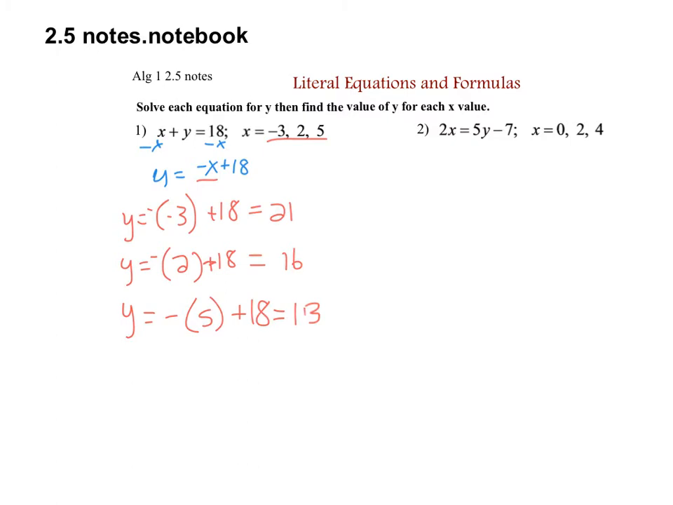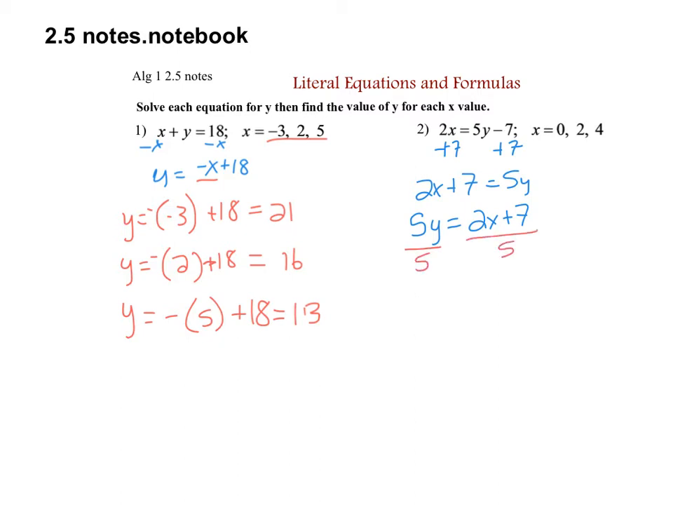For number 2, the first thing I'm going to do is get the y by itself, so I'm going to add 7 to each side of our equation here. We're going to have 2x plus 7 is equal to 5y. I'm going to go ahead and flip that equation around. We are totally allowed to do that. It's equivalent. My next step is I want to get that y by itself, so I want to divide both sides of our equation by 5.